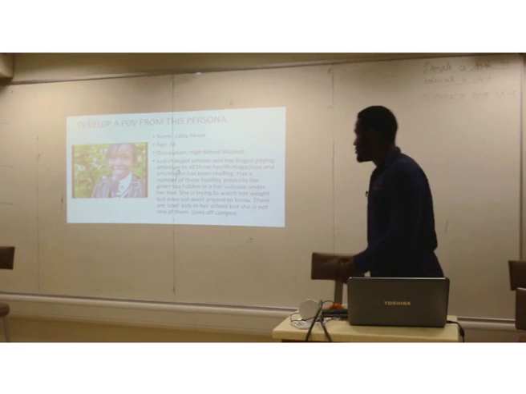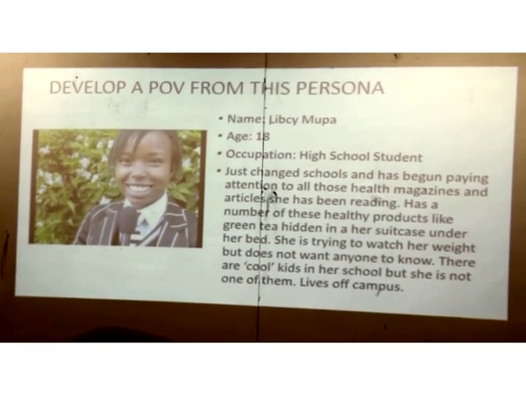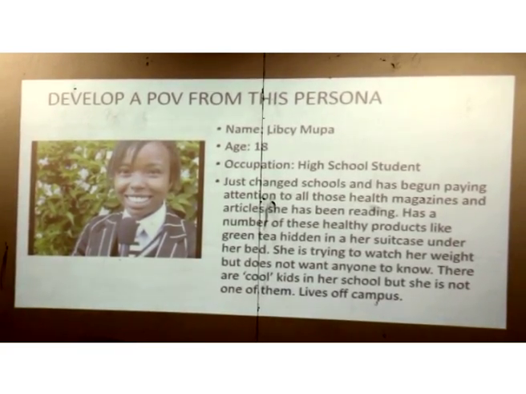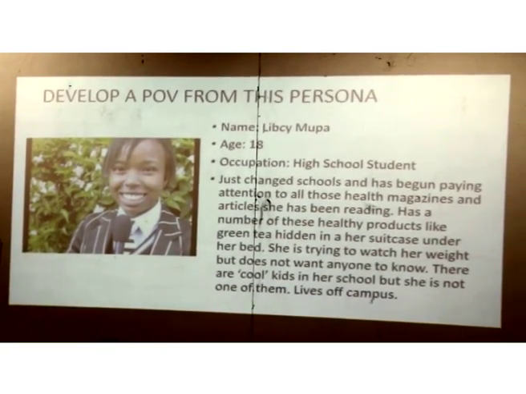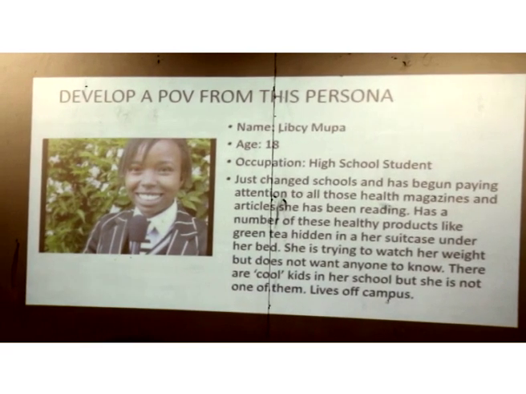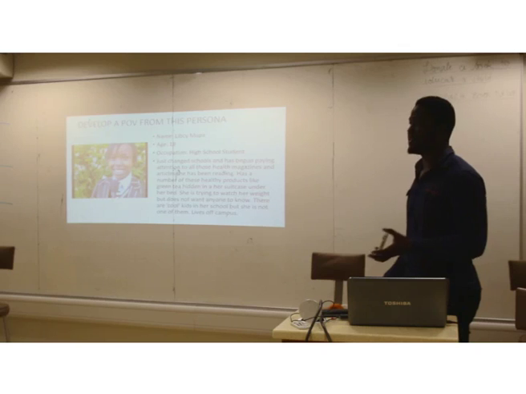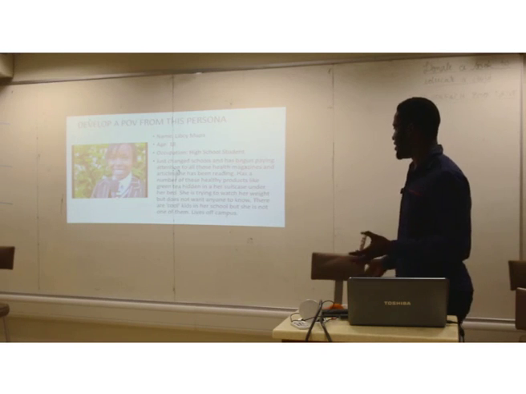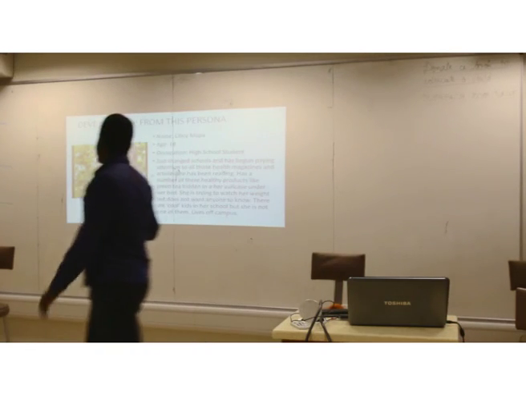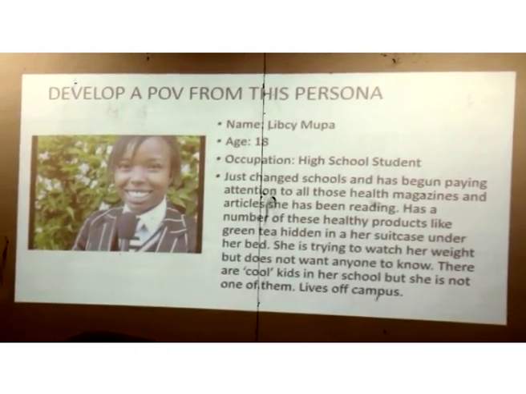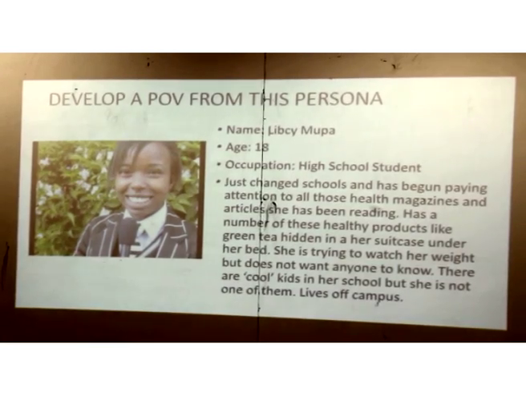So here is Mupa. She's an 18-year-old high school student, and she just changed schools and has begun paying attention to health magazines. And she has a number of healthy products like green tea hidden under a suitcase. She doesn't want anyone to know she's watching her weight because it's a social stigma in her school. So we want to develop a POV based on her persona. Persona is an analysis framework. So can someone give me a POV from the comments?